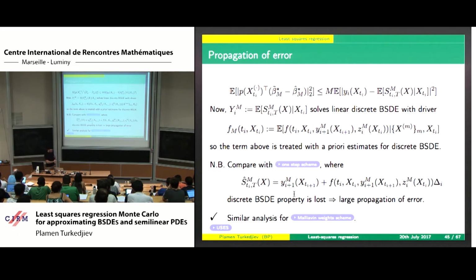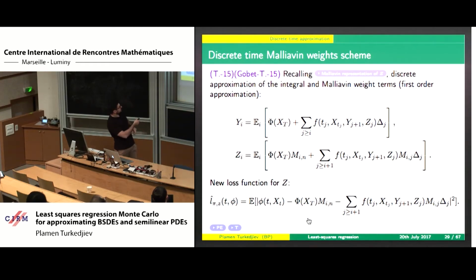Okay, so that's all I want to say about that at this stage. The only other thing I'll say is for the Malliavin weight scheme here, although the techniques for all of these proofs are quite different, the same kind of methodology can be applied to get the same kind of error estimates. So the way that we go about proving the error for the least squares version of the Malliavin weight scheme is exactly the same.